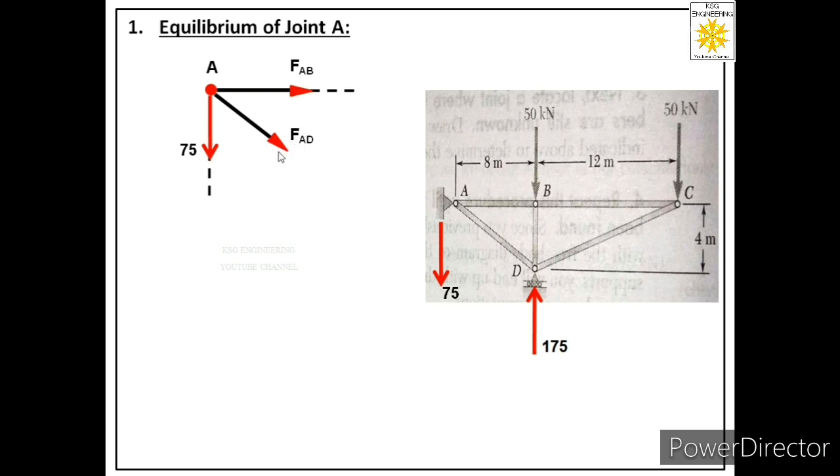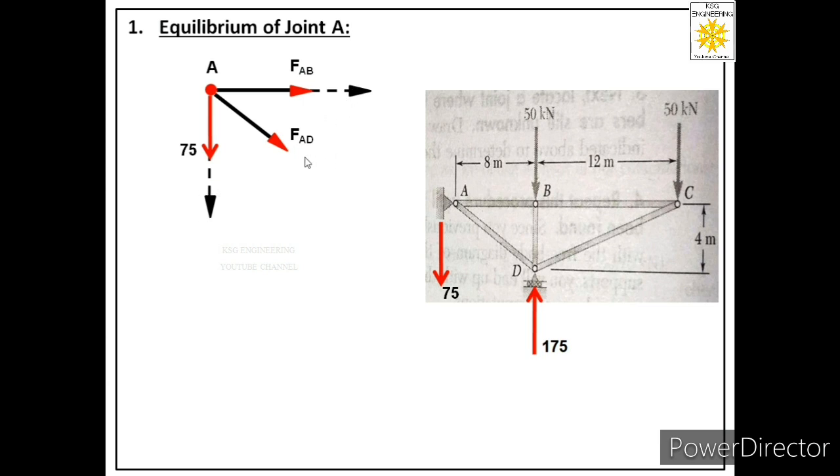Now you can see the direction of force is away from the joint. So in these two components also we will show direction away from the joint. You can see over here. Then after that we have to show the magnitudes of these two components.